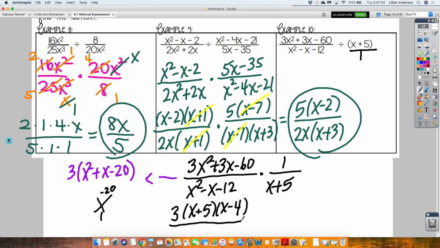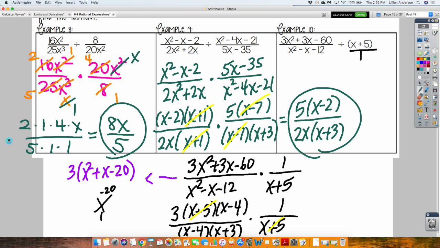Remember, always look for GCF. And then if you can't factor the inside more, you want to do that. How does the bottom factor? I heard -4 and +3. And I can't factor 1, nor can I factor x plus 5.